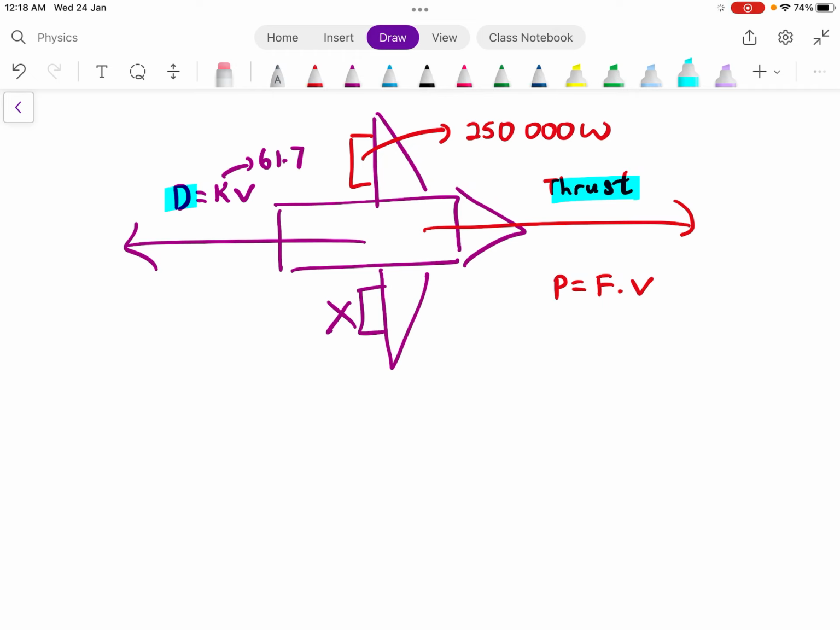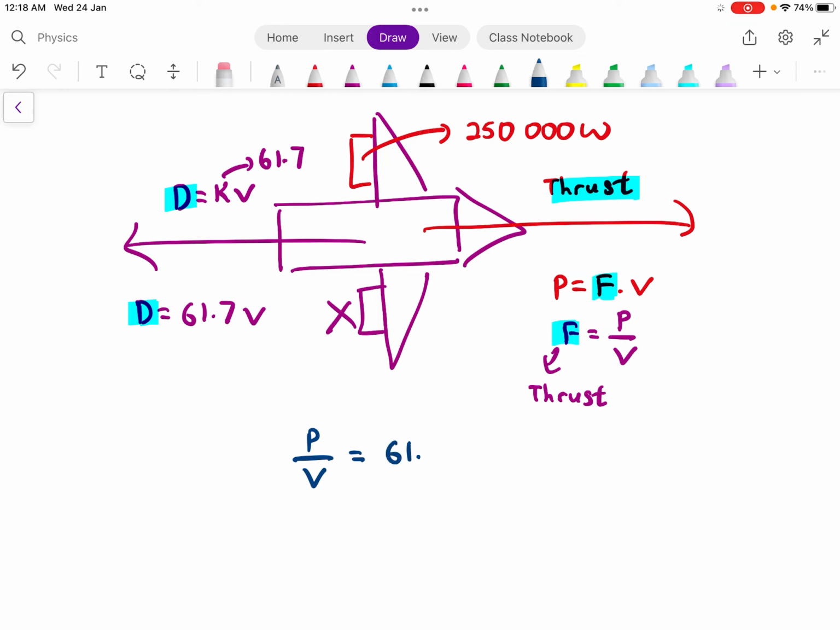Looking at the F right here, this is the forward thrust. I make F the subject, so F is equal to P divided by V. This is the thrust. Then the drag is D equal to 61.7 V. So it's simply equating D equal to F. P divided by V is the thrust, which is equal to the drag force, and the drag force is 61.7 V.